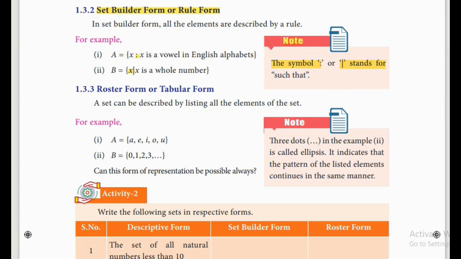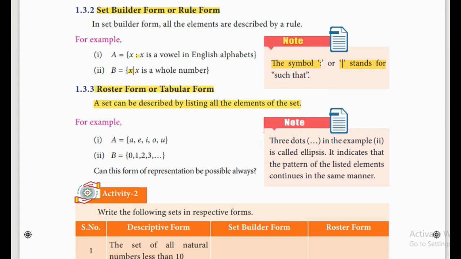So A equal to set of all. Curly brackets we are going to use for a set. So it is set of all x such that x is a vowel in English alphabet. Otherwise, x such that x is a whole number. Next one is roster form, otherwise tabular form. The set can be described by listing all the elements of a set. So here we are going to use numbers, the numerical method. This is the method usually we use.